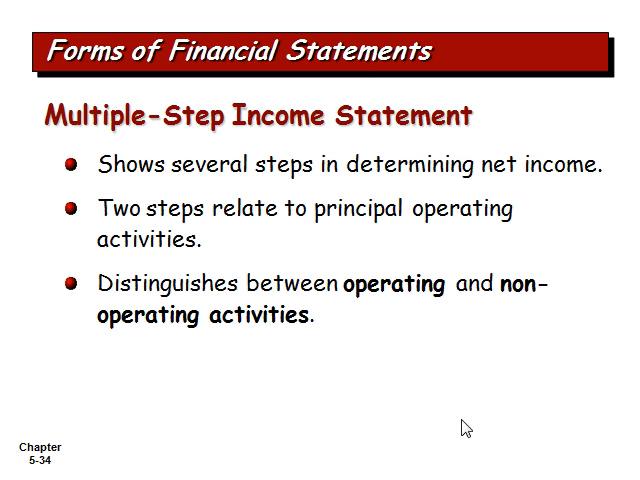We're going to look quickly at a multi-step income statement. It shows several steps in determining income, two steps related to principal activities, and it distinguishes between operating and non-operating activities. That's a pretty important distinction. We want to know how well the business is doing operating, and we want to know about the other non-operating things, but those tend to be more happenstance, unusual, and not as frequent. We really want to understand how the fundamentals of the business are working.